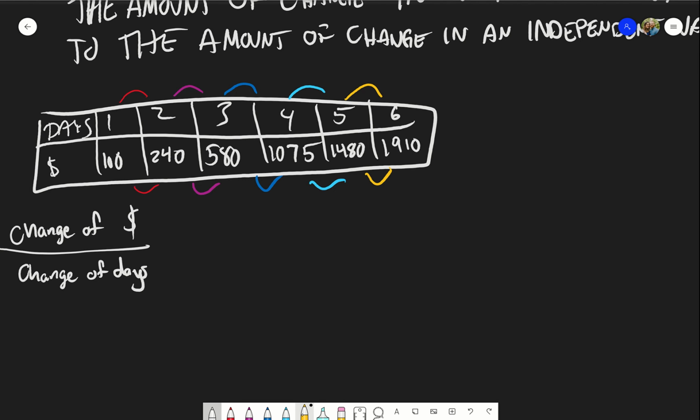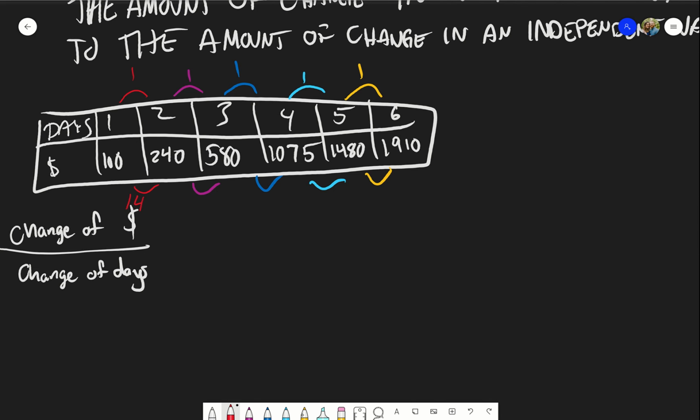All of my change of days on this table happen to be 1. It's 1, 1, 1, 1, 1. And so since this is a ratio and I'm dividing by that change of days, I'm always going to be dividing by 1. When I divide by 1, do I actually need to divide by 1? No, I do not. So I'm not going to worry about the dividing by 1. Just know that it's there. I'm going to care about what's my change between these values.